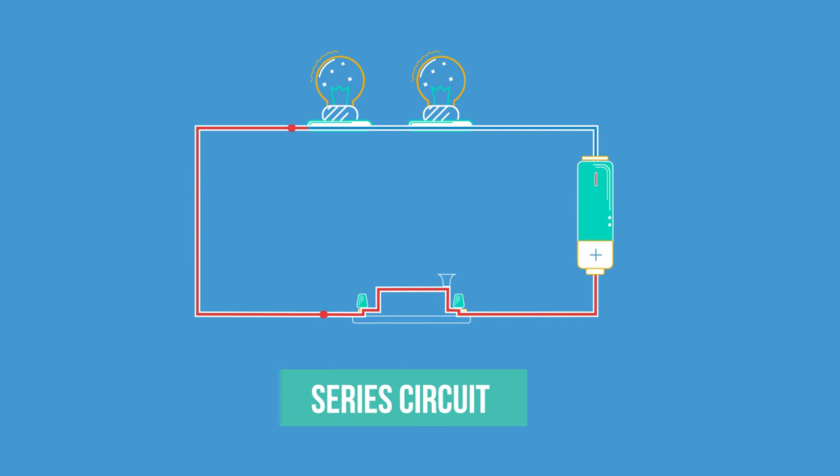Note that although the negative electrons flow as shown, by convention, electric current is the flow of positive charges, so the current flows like this.